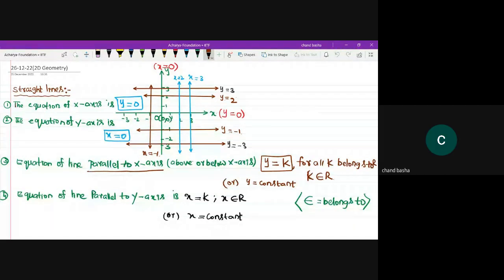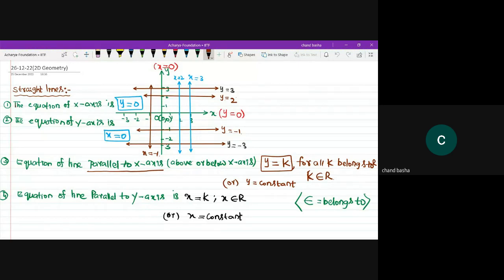Y is equal to a constant, where the line cuts the y-axis. Does this line cut the y-axis at 3 or not? And downside, is it at 2 or not? Similarly at 1, at 0.5, 0.2, 0.1, 1.2, 1.3, 1.4.